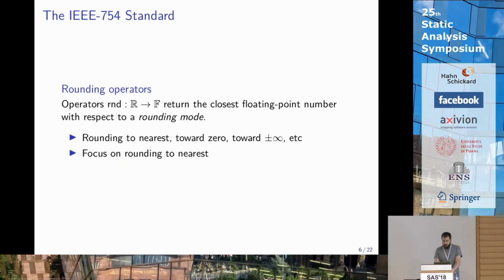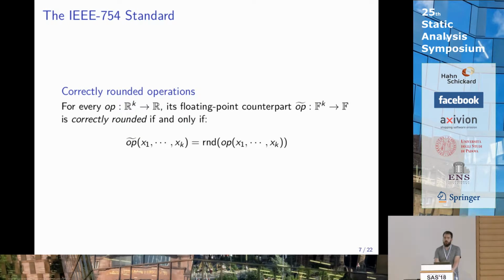Okay, and finally, the standard defines one other concept we need, which is correctly rounded operations. These are operations that can be seen as the application of the exact operation followed by the application of a rounding operation, which means that the result of the floating point operation is the closest floating point number to the result of the exact operation. The standard defines several operations as correctly rounded, like addition, subtraction, multiplication, or division, for example.